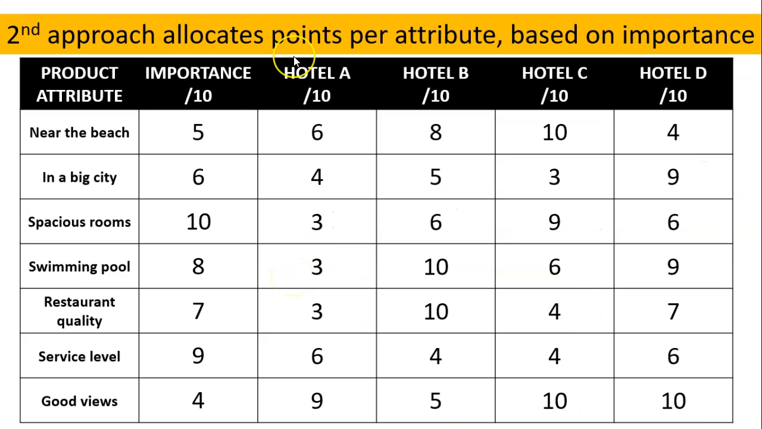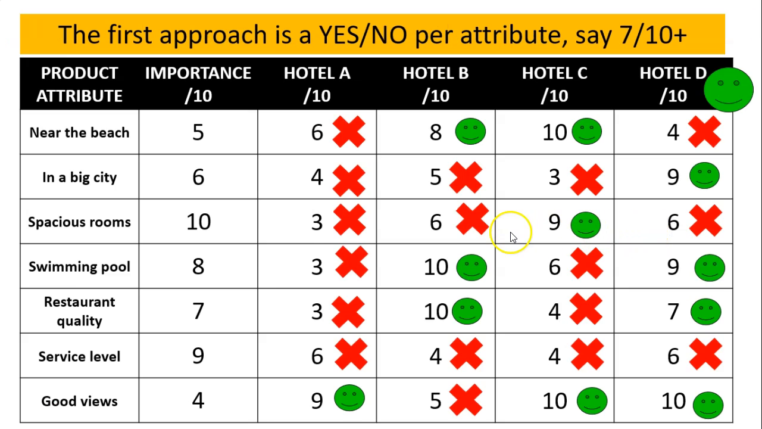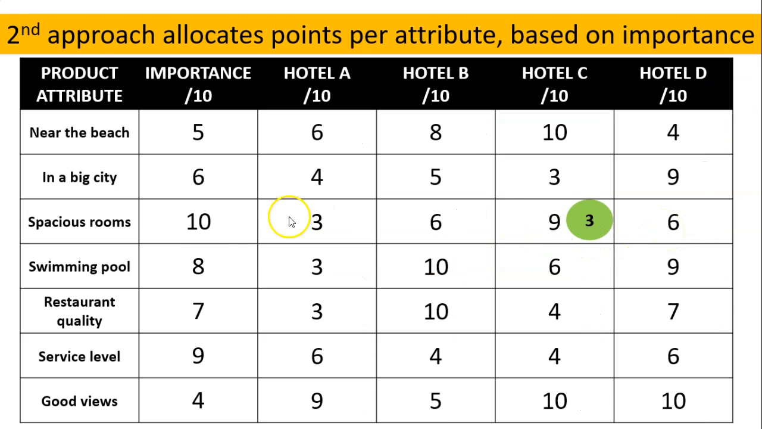The second approach is to allocate some sort of point system. So the more important, the more points. Before, I just had 1 for yes, 0 for no, essentially. Here we're going to say 10 is important, so maybe I score that a bit higher. That would have been a yes before, these would have been no's. If I go back and show you, spacious rooms: no, no, yes, no. Here I'm going to say, hey, that's my most important thing, so I'm going to give that 3 points.